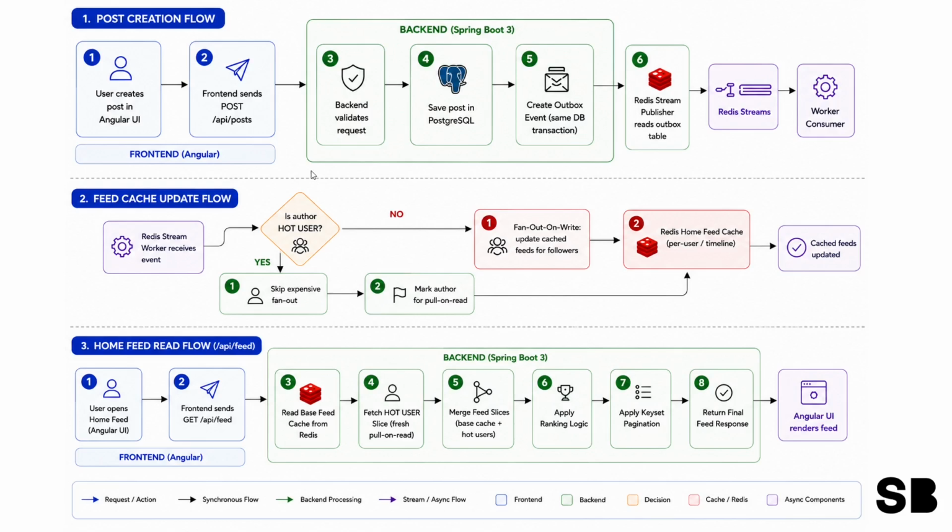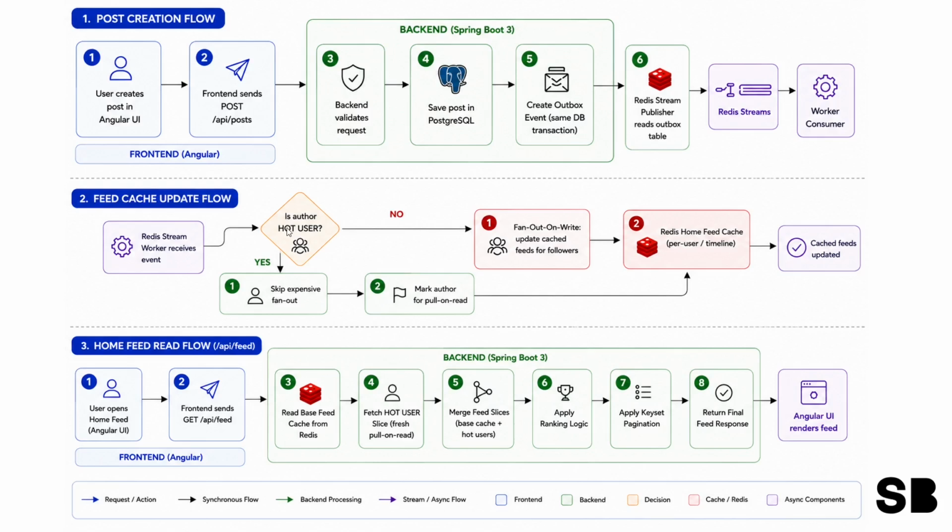And after that, a publisher reads the outbox table and publishes the event into a stream. Then a worker consumes that event and starts updating the feed system. This keeps post creation fast and reliable. The user does not have to wait for all followers' feeds to be updated immediately. Now let's move to the feed cache update flow.